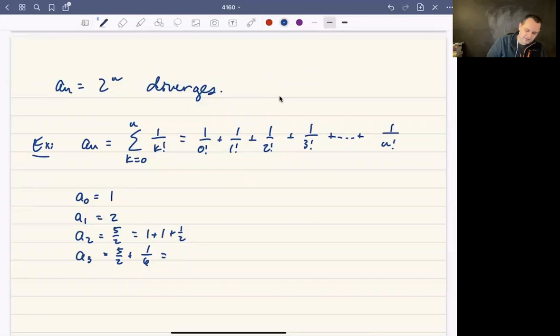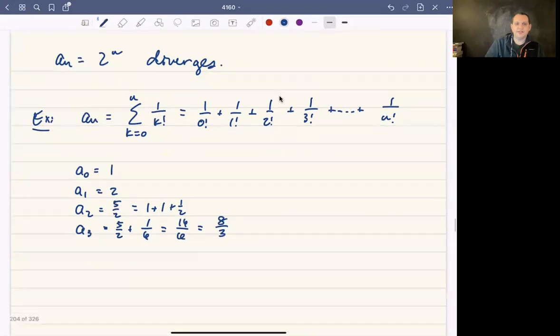This is 5 halves is 15/6. So this is 16 over 6. So that's 8/3. Okay, and I'll stop there. Okay, so that's a3. So this is how the sequence is defined.